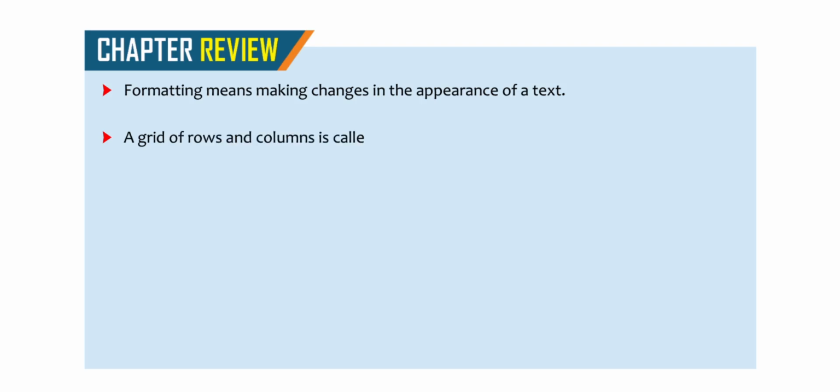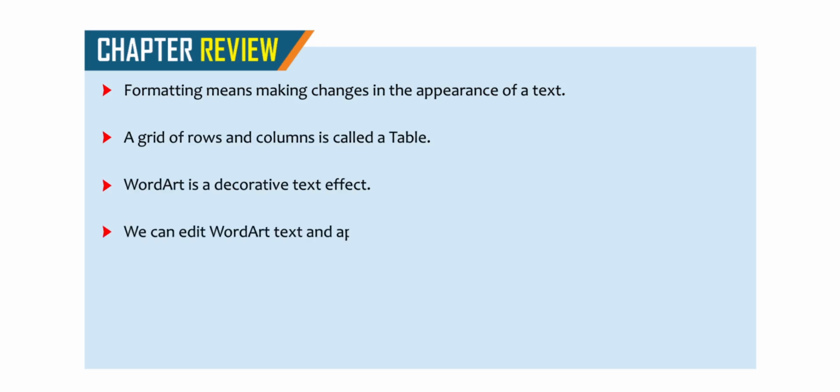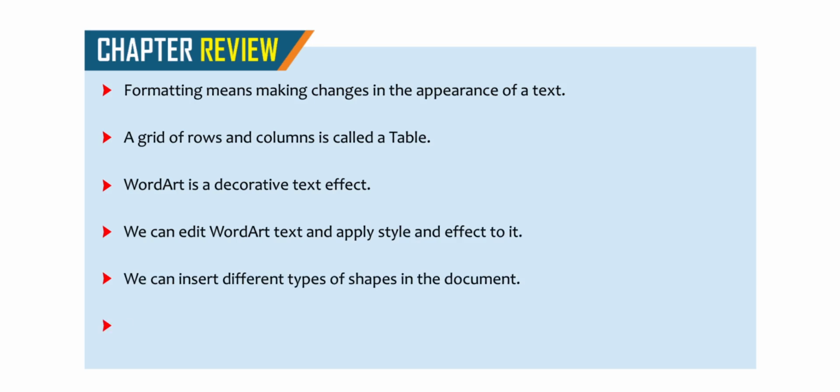Let us quickly have a look at the chapter review. Formatting means making changes in the appearance of a text. A grid of rows and columns is called a table. Word Art is a decorative text effect. We can edit Word Art text and apply style and effect to it. We can insert different types of shapes in the document. Format Painter is used to copy the format of some text to other text.